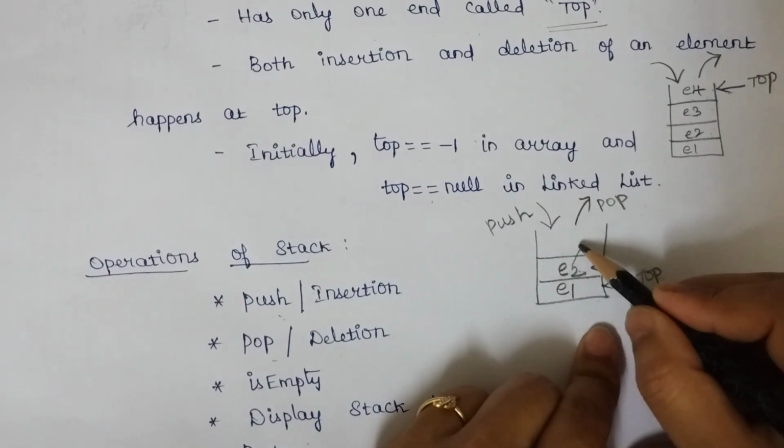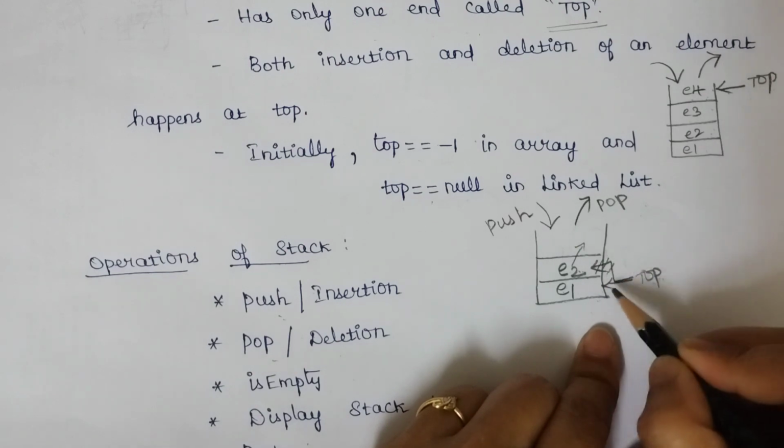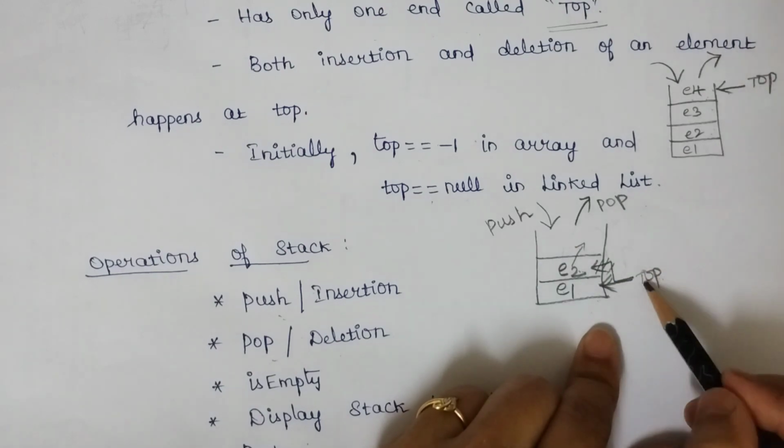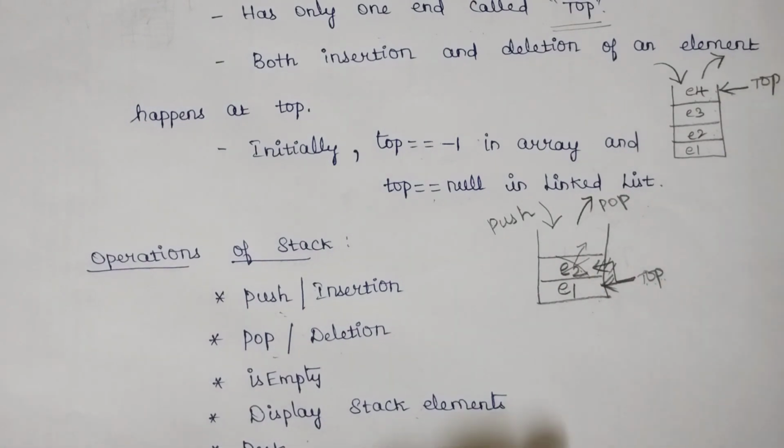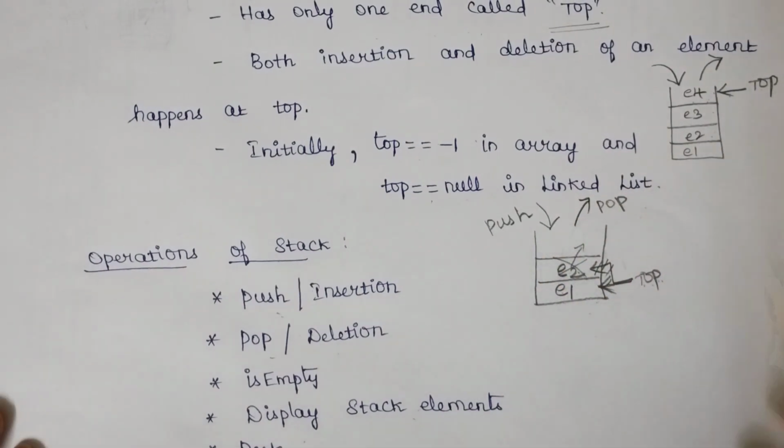Once this element gets popped out from the stack, then again my top changes to this position, that is, it will be pointing to the element E1 once it gets removed from the stack. Okay, so this is what the push operation and pop operation in the stack are.